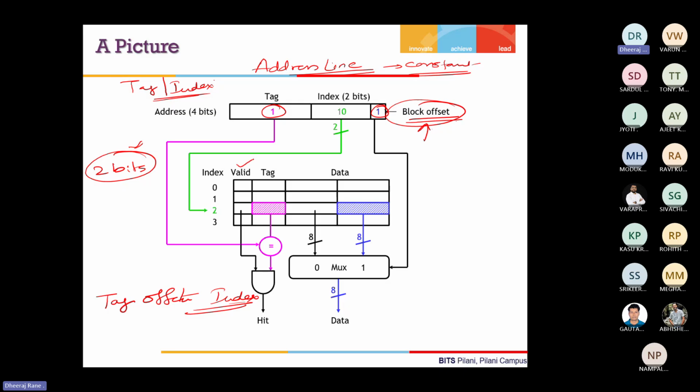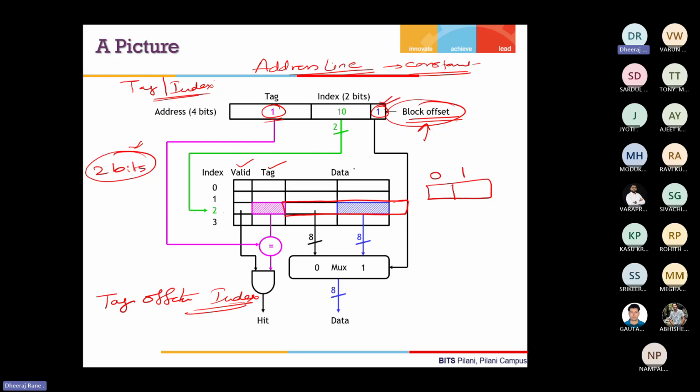It will check whether it is a valid bit or not. Along with that, it will check the tag, because now 1 bit is being used for the tag, and the appropriate index is being referred. Once it has reached that pair, it refers to the block offset, and based on the value of the block offset, just like I told you, for the left we may consider 0, for the right we may consider 1.